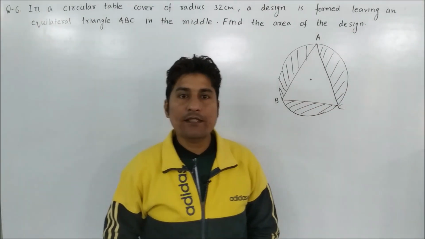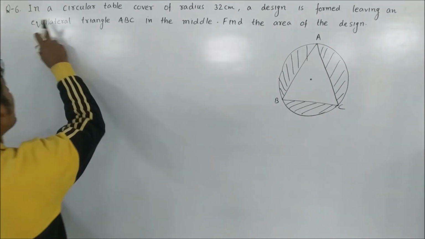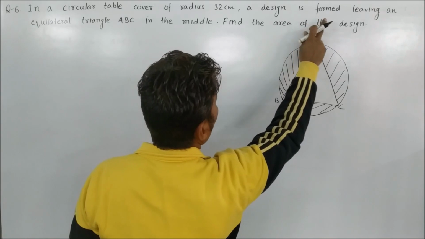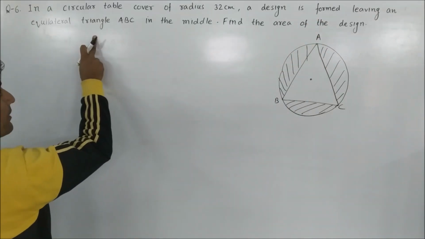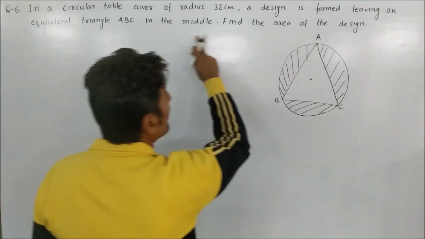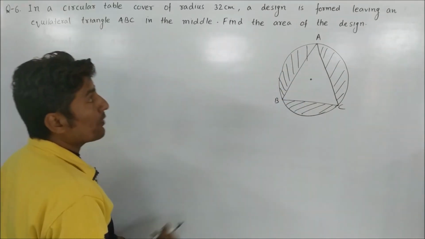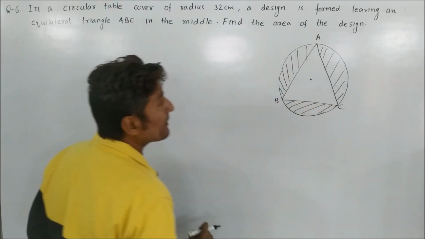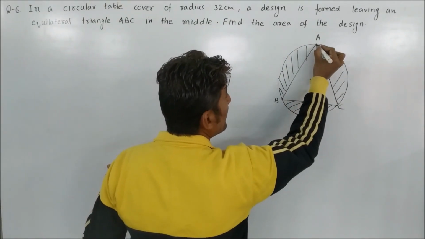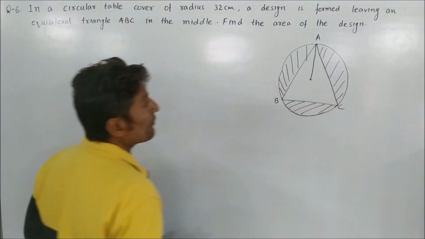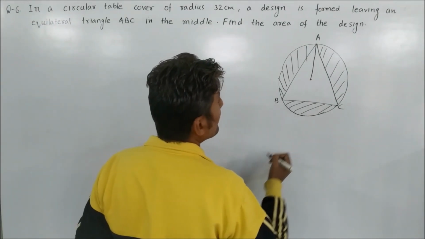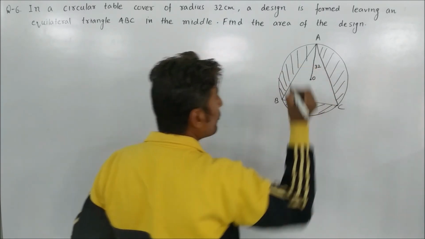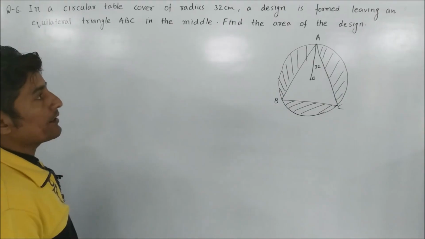Now let us have question number 6 of the same exercise. In a circular table cover of radius 32 centimeter, a design is formed leaving an equilateral triangle ABC in the middle. Find the area of the design. So here in this question, it is given that there is a circular table cover of radius 32 centimeter. Radius of this table cover is given 32 centimeter. So here we can write, suppose the name of this point I have taken O. Measurement of OA is given 32 centimeter.